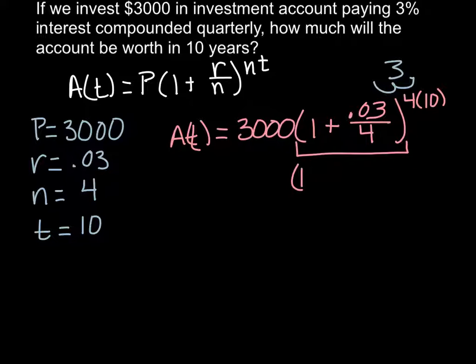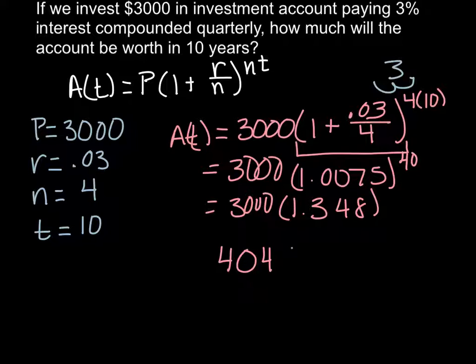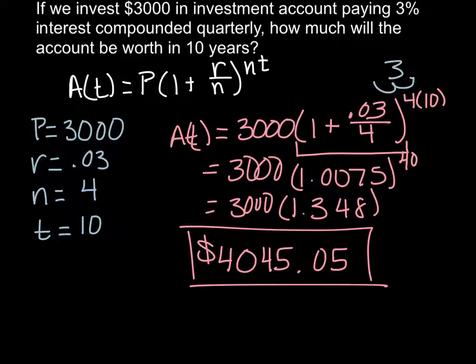So that gives me 1.0075 raised to the 40th. So I'm going to say raised to the 40th. And that gives me approximately 1.348. So I'm going to multiply that by 3,000. And when I do that, I get 4045.05. And because we're dealing with money, we're going to round to the nearest hundredth.